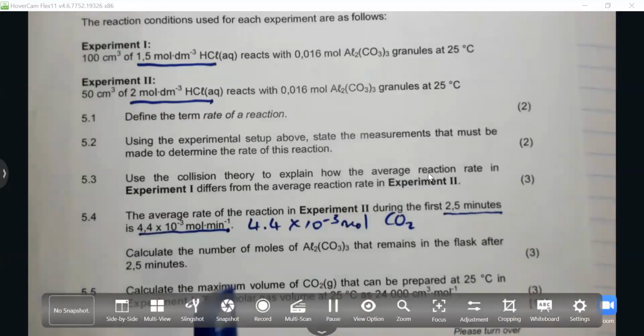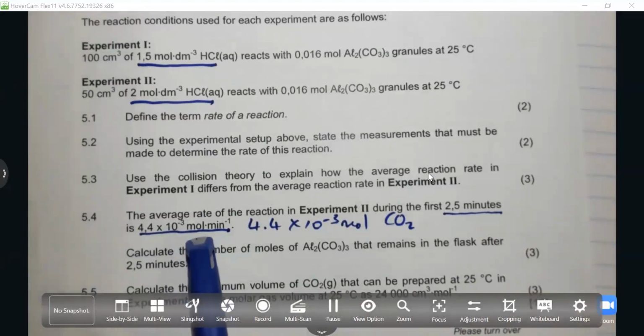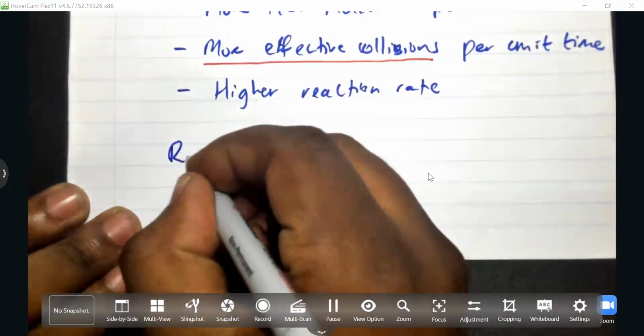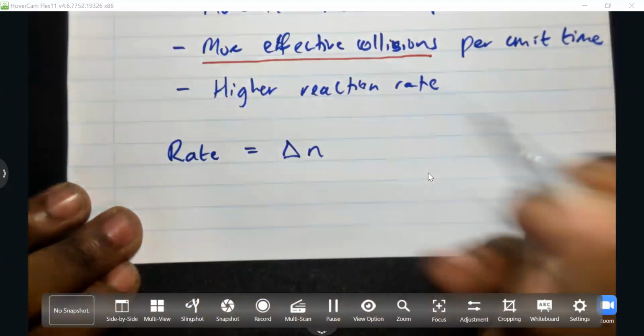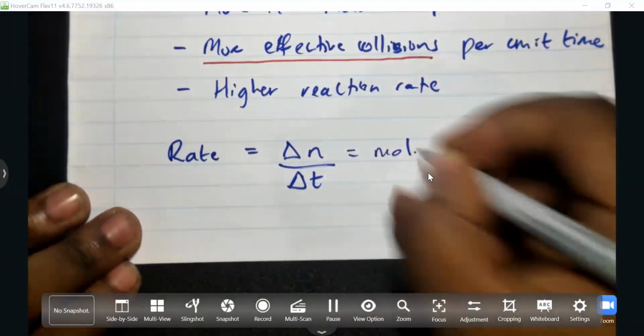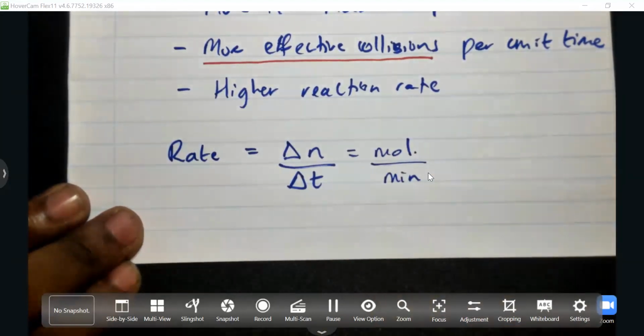Sorry, sir. Yes. So I'm confused. Why are you saying like per minute when they've told us it's 2.5 per minute per moles? So it's per minute because it's the rate. This is the rate of the reaction. Remember the rate of a reaction is per unit time. So think of it this way. Remember, rate is equal to delta N, if we're referring to moles, over delta T. So this is moles for this particular question, and the time is in minutes. Okay, do you get it? Oh yeah, I get you, sir. All right.